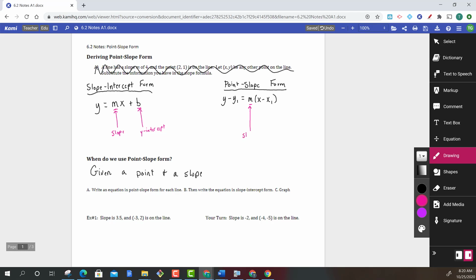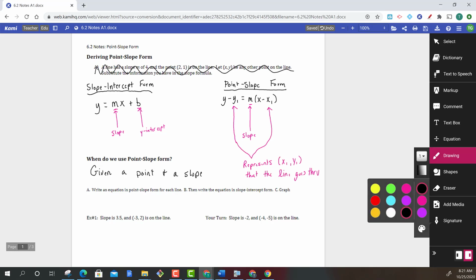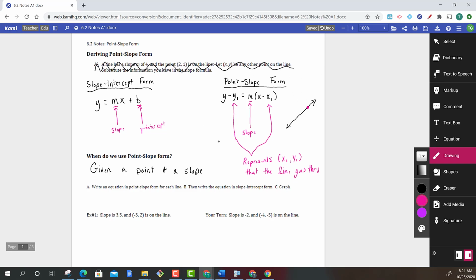Of course, m is the slope. And then the x1, y1, that represents a point on the line. So it'd be like if we drew a line. Of course, the slope is just the steepness of the line. And then the point, x1, y1, can be any one of those points along the line. So all you need is the slope, the steepness of the line, and one point that line goes through, and you can graph a function using point-slope form.